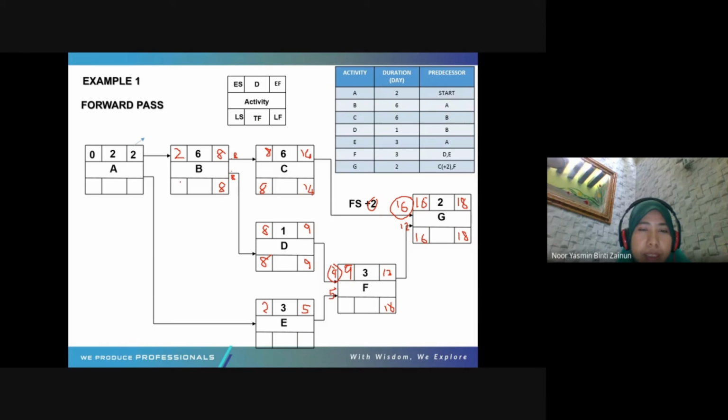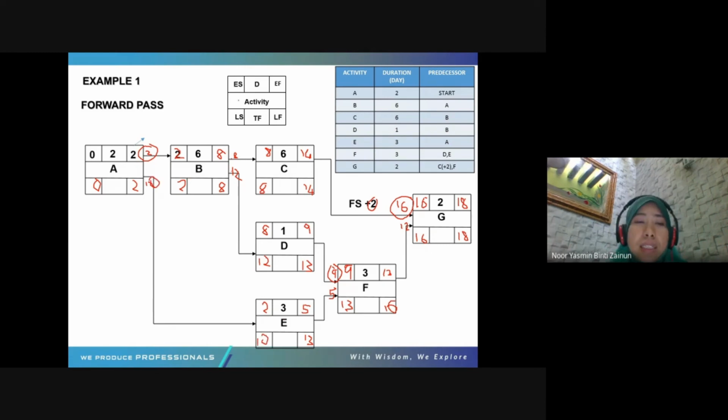8 minus 6 is 2. So two arrows, one is from here, 2. The other one is from here. Okay, this one is 16. So G to F is 16. So 16 minus 3 is 13. Okay, so 13. Kat sini 13. And this one also 13. 13 minus 1 is 12. So here is 12, okay? And 13 minus 3 is 10.